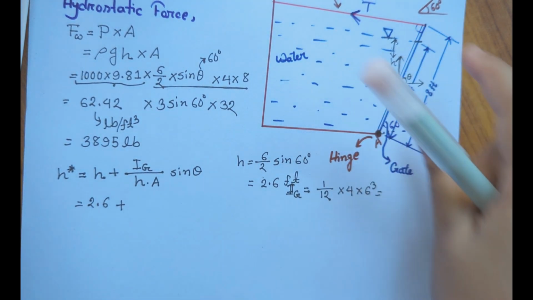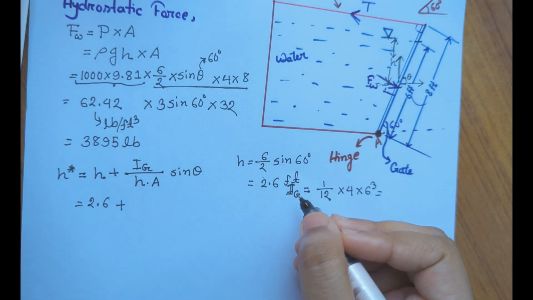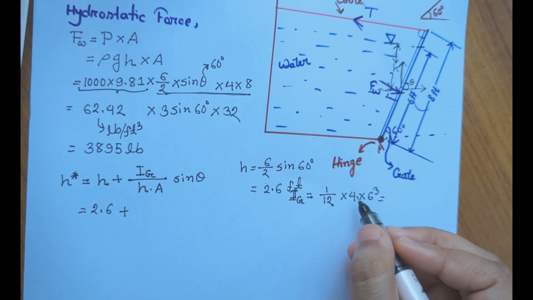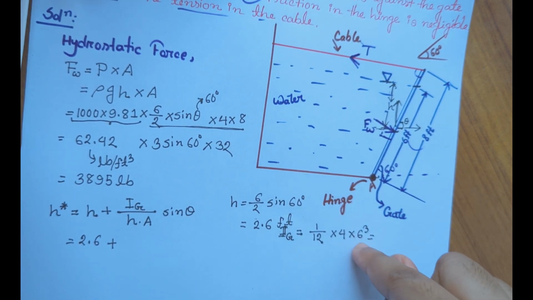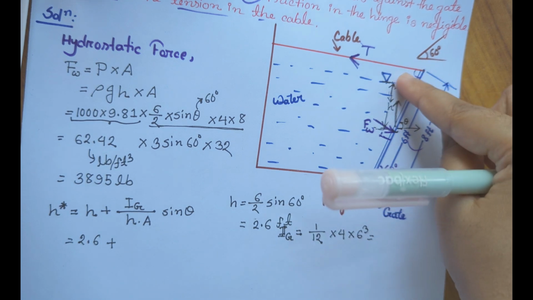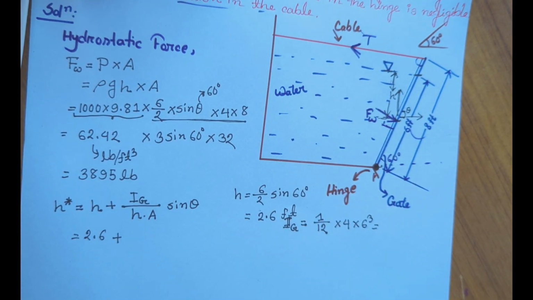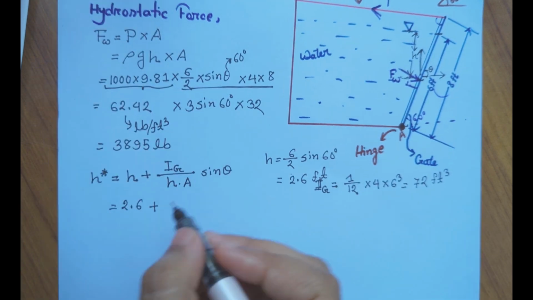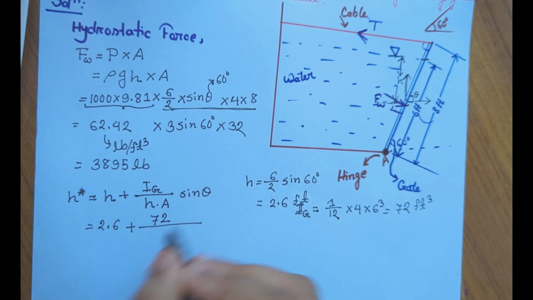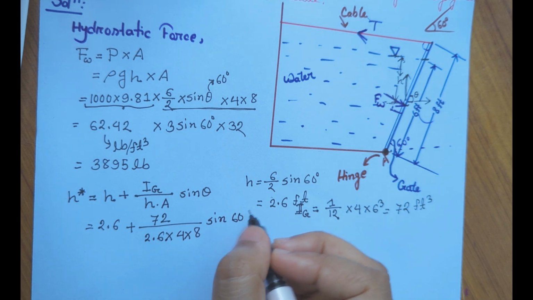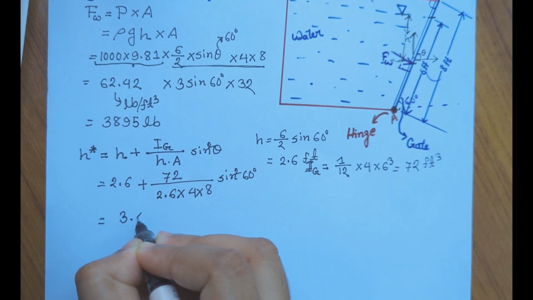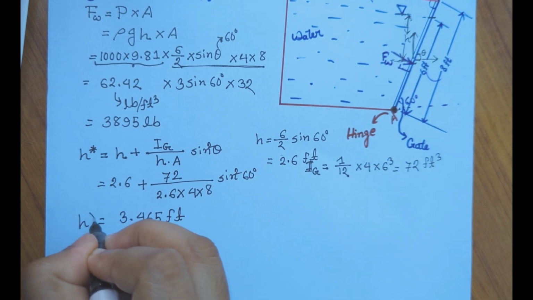Since our gate is rectangular, the formula for the moment of inertia about the centroid is 1/12 times b times a cubed. We use a as 6 because our wetted surface is only 6 feet. So the moment of inertia about the centroid is 72 foot cubed. We use this value here, and our h is 2.6 and the area is 4 times 8 times sin 60 degrees squared, and the final answer is 3.465 foot. This is our H star.